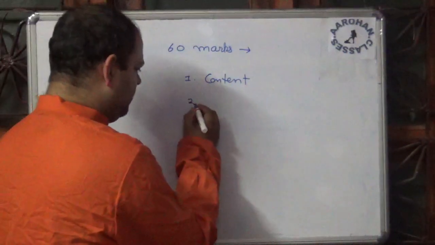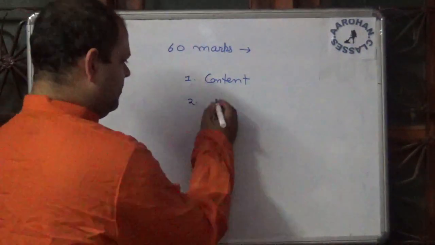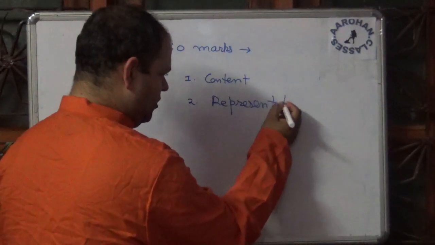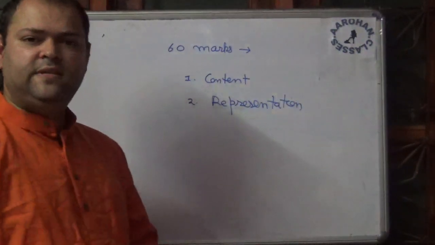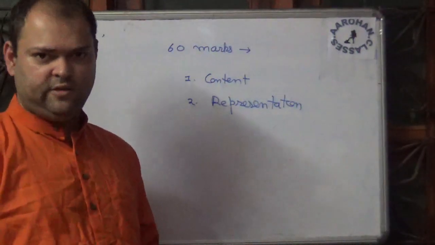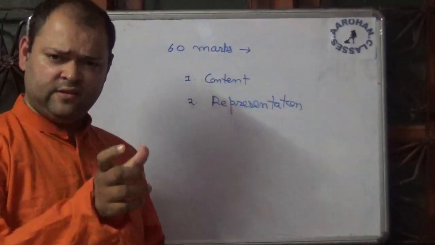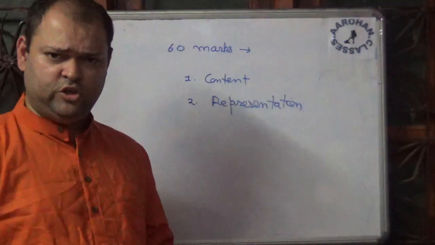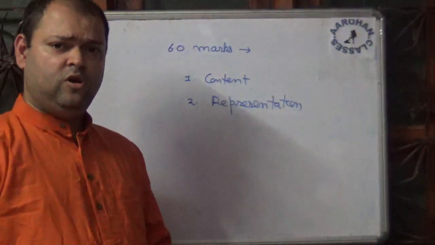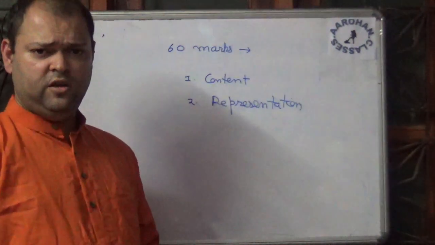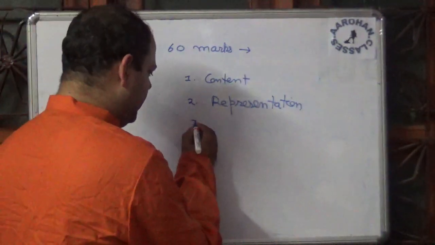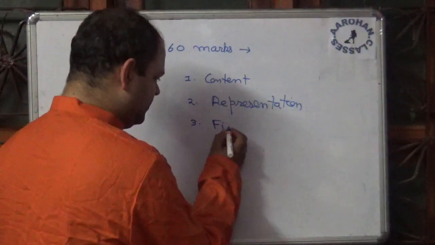Second is the representation. What do you mean by representation? If you write it like a prose, paragraph wise, you will get lesser marks. You have to write it giving headings, subheadings, examples, illustration, diagrams, just like it is given in the textbook. So, headings, use of subheadings, and examples. So that is presentation.